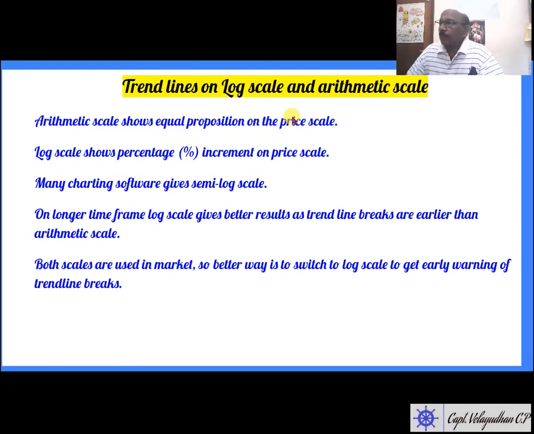Now, trend lines on log scale and arithmetic scale. Arithmetic scale shows equal proportion on the price scale, whereas log scale shows percentage or log increment in the price scale. There are many charting softwares using log, semi-log and arithmetic. Arithmetic scale we normally call linear scale.